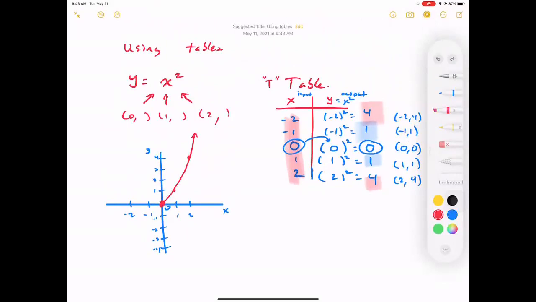And let's go and graph the new points that we came up with. Negative 1, positive 1 over here. And then negative 2, positive 4. And you end up with this U shape.